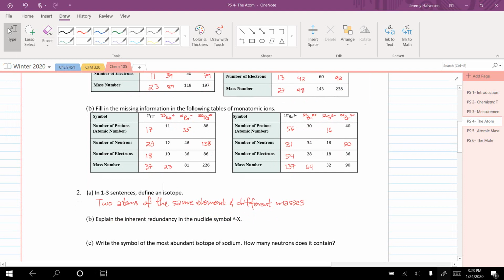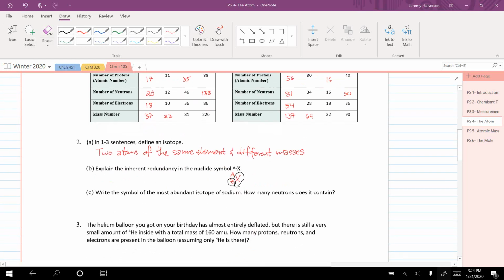Explain the redundancy in the nuclide symbol. Oh, that did not turn out very well when I transferred it into OneNote. So what this should say is X, A, Z. So X is the atomic symbol, the element symbol. A is the mass number, and Z is the number of protons. Well, this is redundant. It's redundant because if I know the element, then I know the number of protons. I don't need you to tell me both of them because they literally tell me the exact same thing.